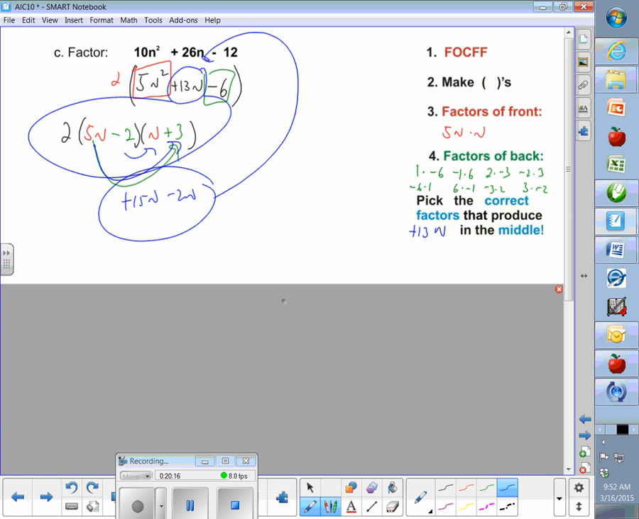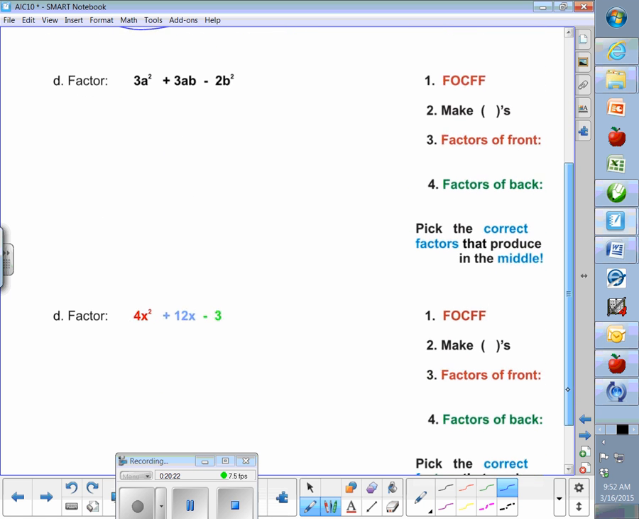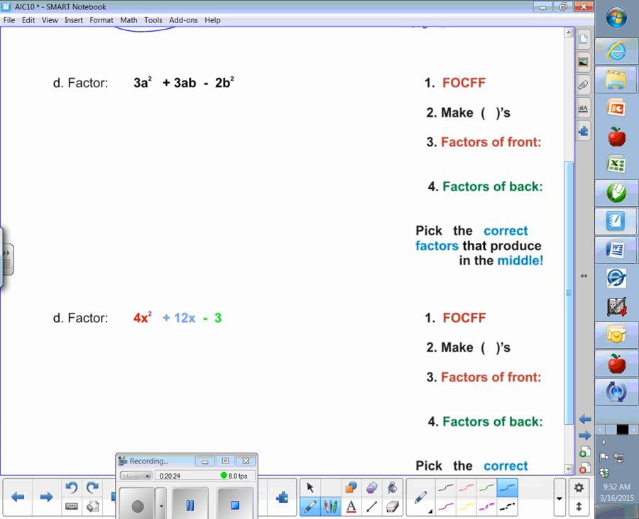That's the process. Let's do another one. Get rid of my shade for clarity's sake. Okay, so I look at this one. Are there any common factors? Yes or no? Not on this one. Close, but there's nothing that goes to all three terms. So there's no common factors.